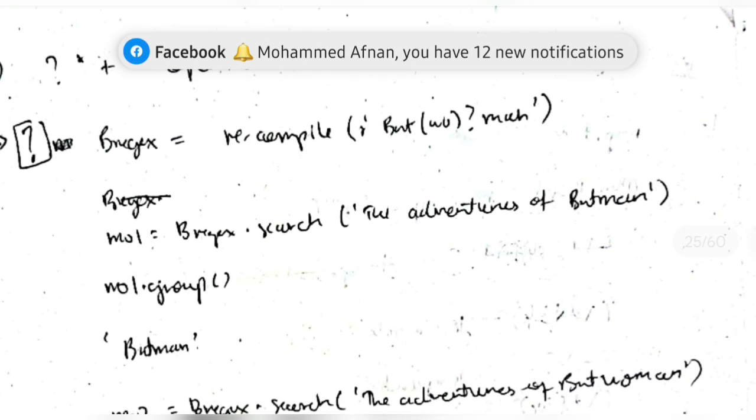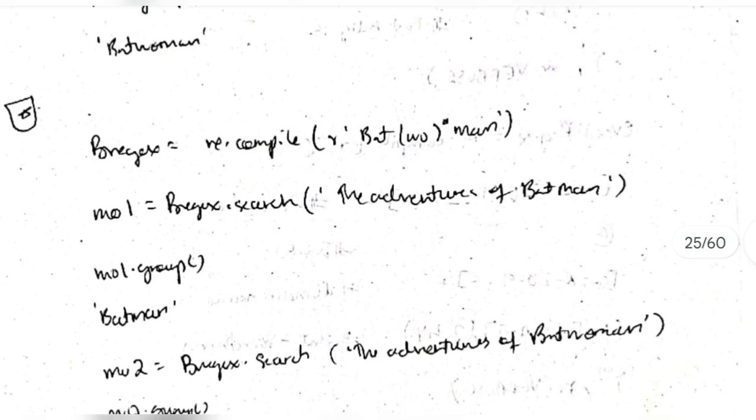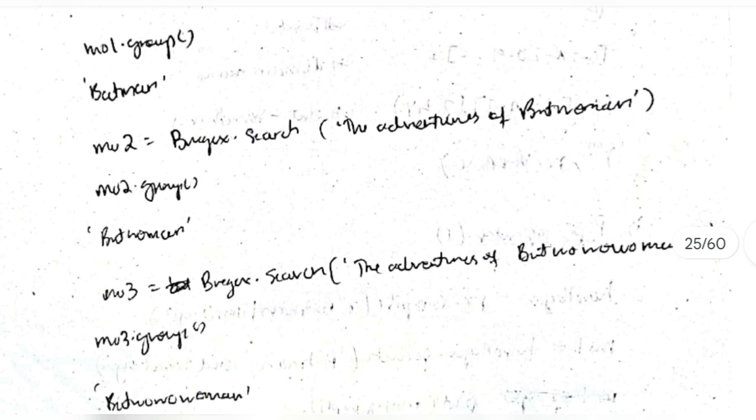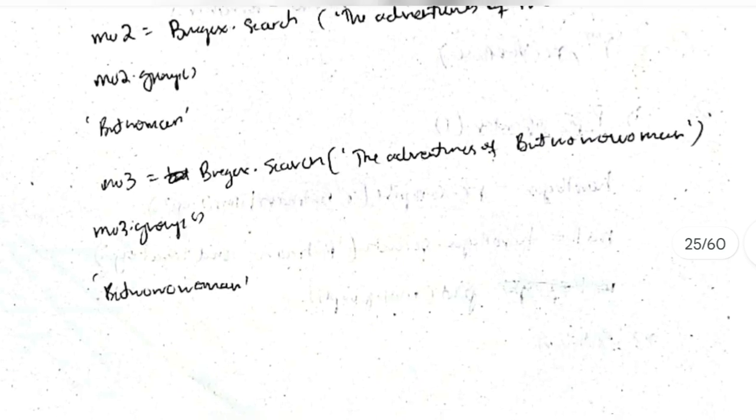Okay, star means 0 or more. Okay, so I have WO here, that can be repeated 0 times or n number of times. So Batman 0 times, Batwoman 1 time, and multiple times, that is getting printed here. Okay, that is a star, 0 or more.